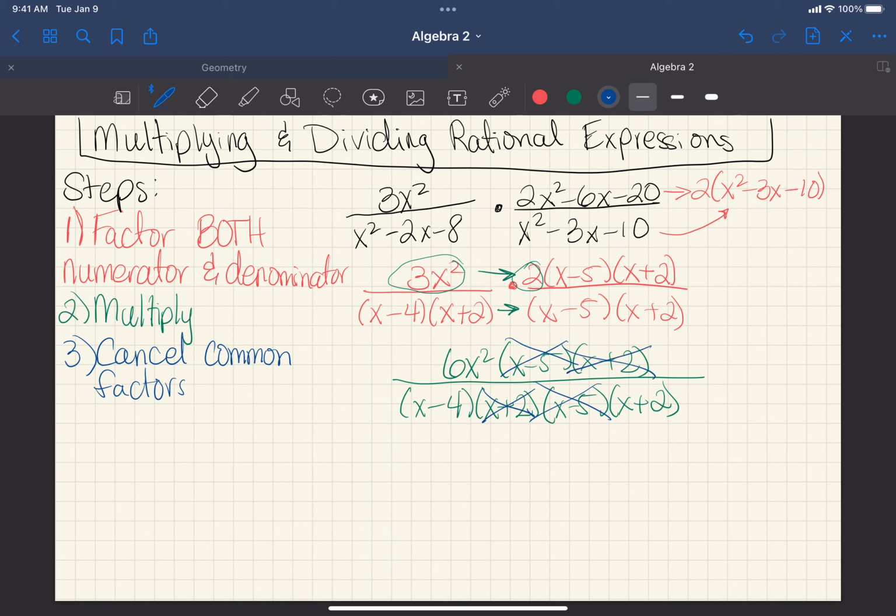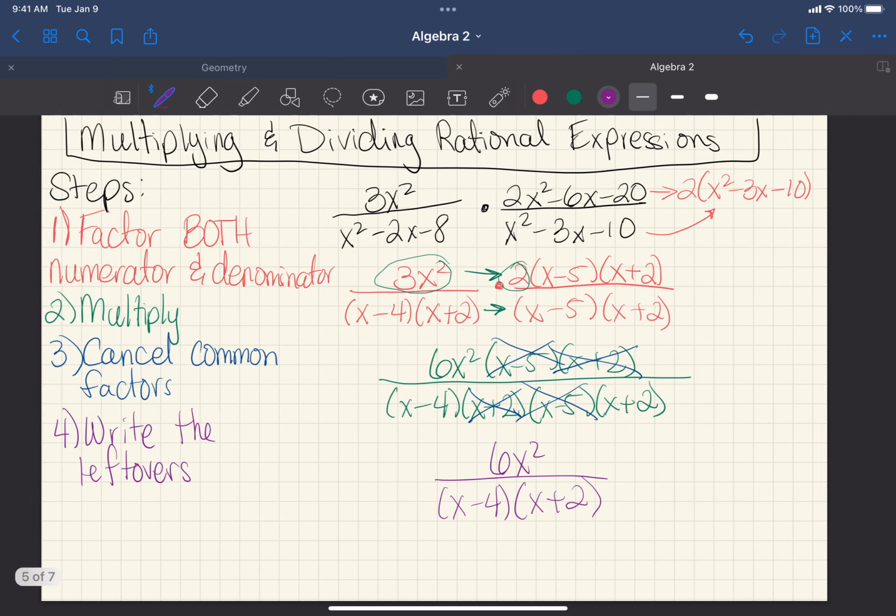Meaning that my final answer, so really step 4, we're going to call it write the leftovers, is my final answer, which is 6x squared over x minus 4 times x plus 2. And I would leave it as is, okay? That is all I need to do. That is how I multiply and divide my rational expressions. And that is it for that way, okay? Now we're going to go ahead and try dividing.